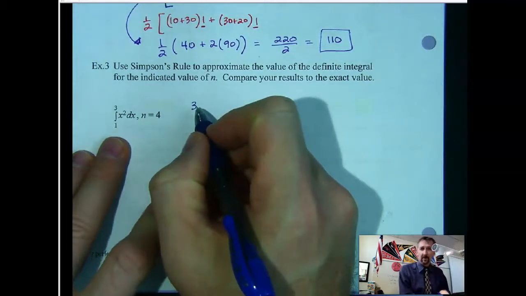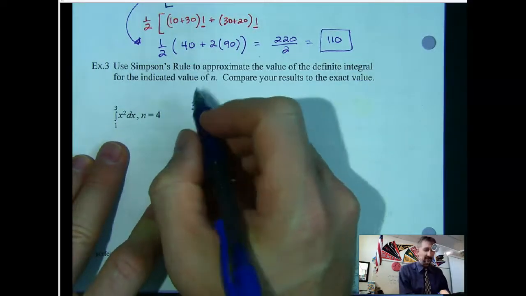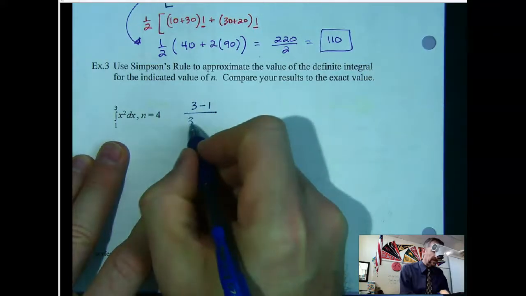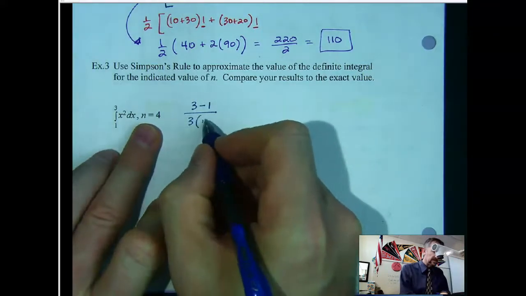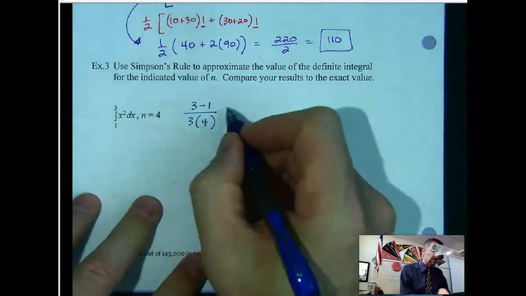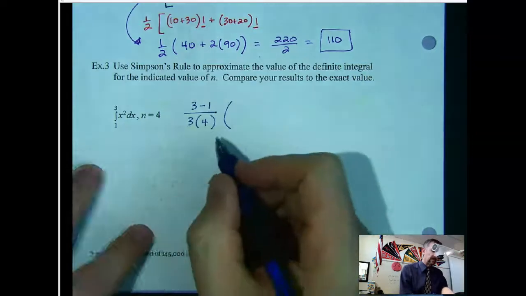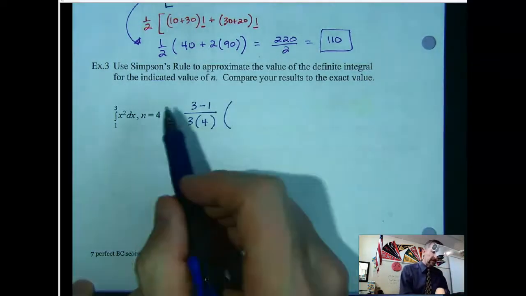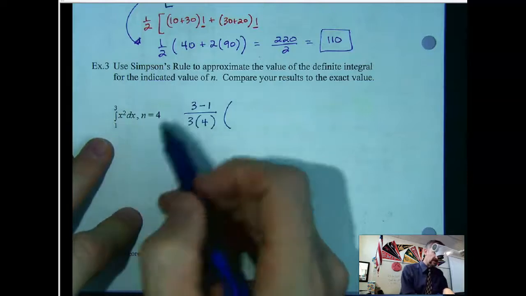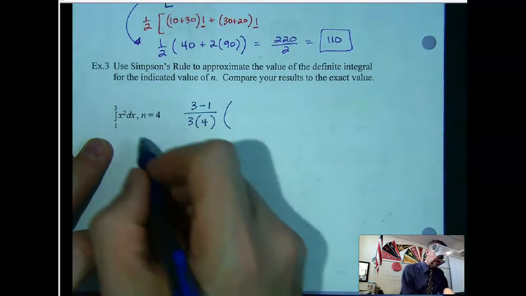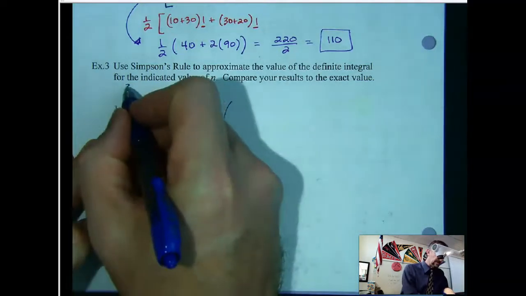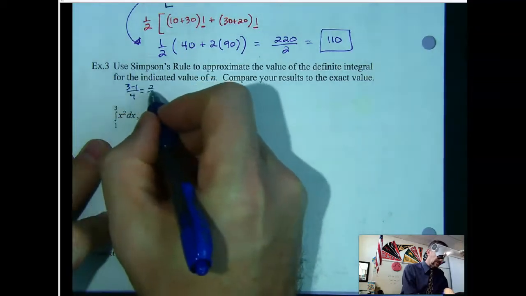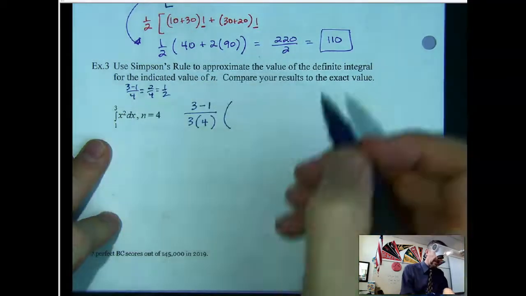Welcome back from pausing the video and trying the problem yourself. B minus A over 3 times the number of subintervals. So that's going to be 4. All right? So a little bit trickier here because we've got to find 3 minus 1 over 4. That's going to be 2 over 4, which is going to be 1/2.